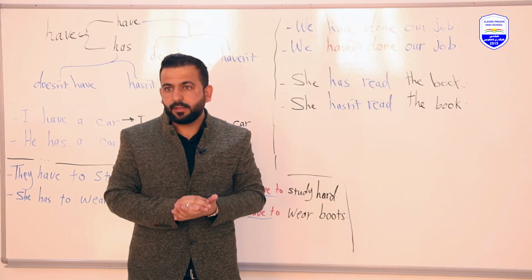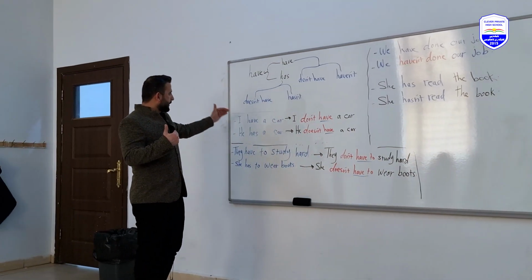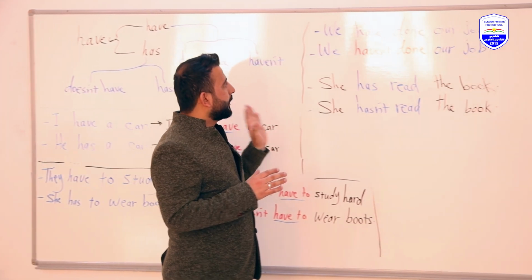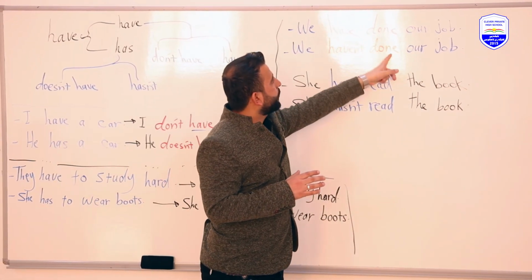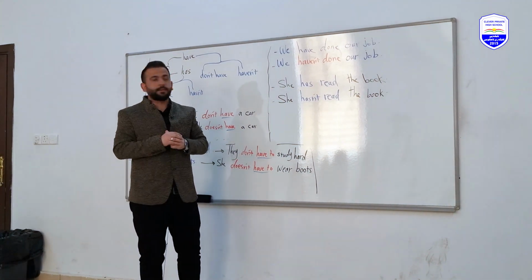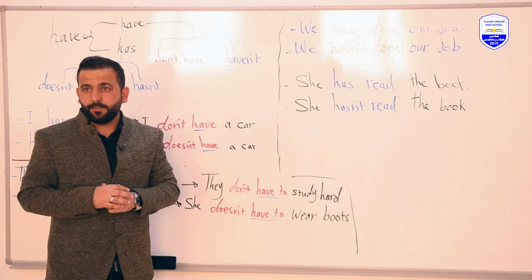But if we don't have the third form of the verb, just like the first and the second situation that we've explained, that means we cannot. But here we have the third form of the verb. That means I can say have becomes haven't. So we have done our job. We haven't done our job.